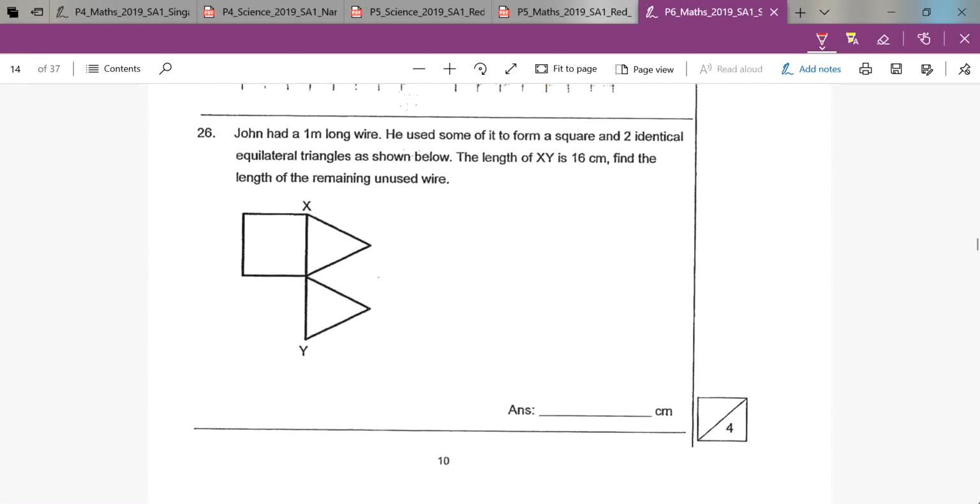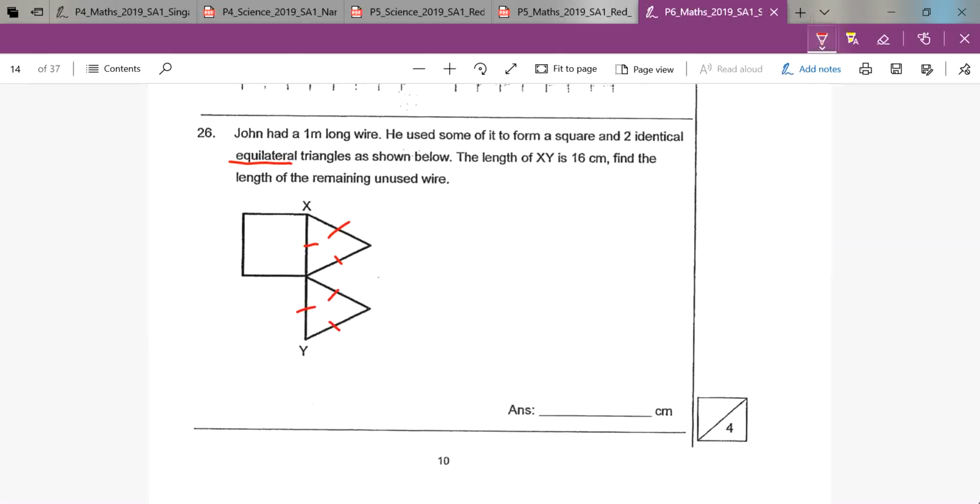Question 26. John had a 1 meter long wire. He used some of it to form a square and 2 identical equilateral triangles. What's equilateral? Equilateral means all sides are the same. So this is the same as this, this is the same as this, same as this, because this triangle is the equivalent as this triangle.